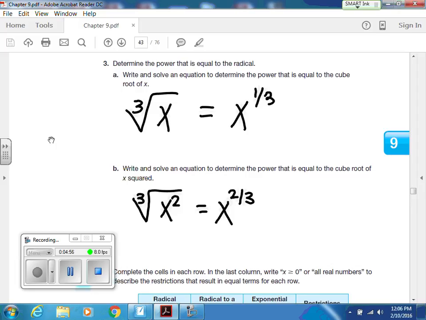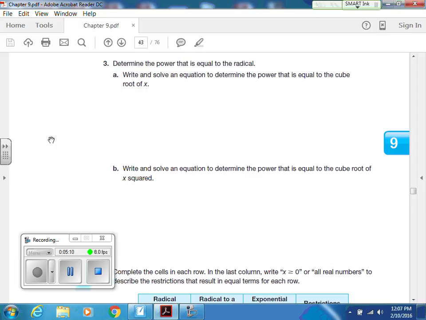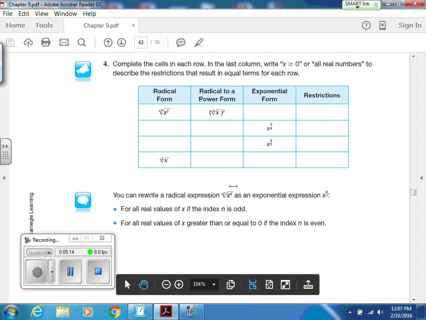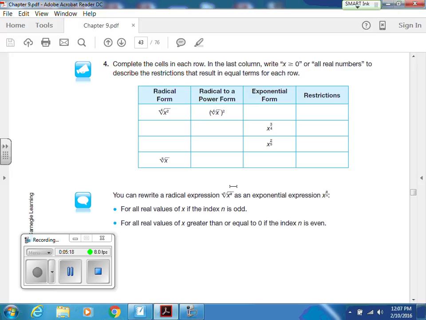We're going to do the chart on number 4. We're not doing all the chart, we're doing most of the chart. Alright, complete the cells in each row. And in the last column, write x is greater than or equal to 0, or all real numbers. Describe the restrictions that result in equal terms for each row.